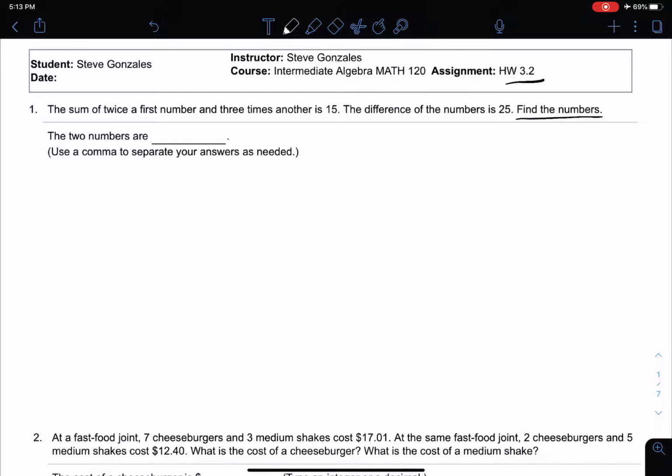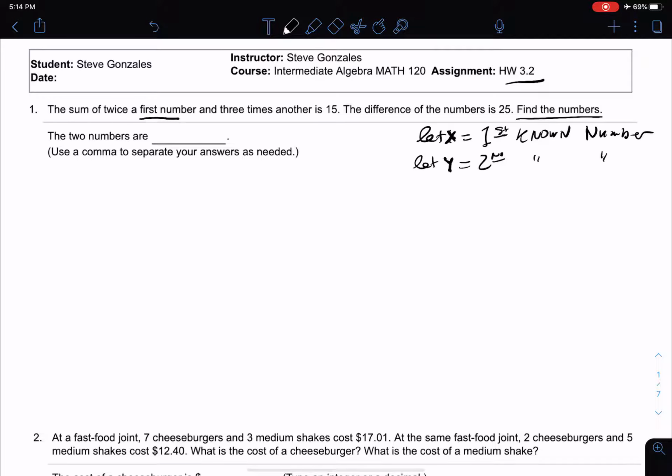Okay, well, we've got a first number and then another number. So I'm just going to let x equal the first unknown number and let y equal the second unknown number. So we could always go back and refer back and realize, okay, I just found x. Which one is that? Oh, that's the first number. Oh, I just found y. What is that? That's the second number.